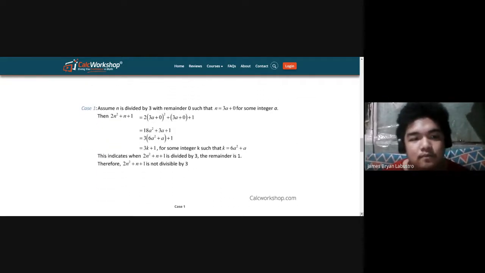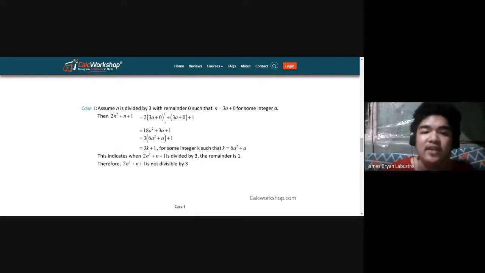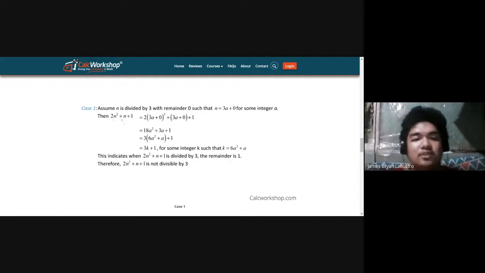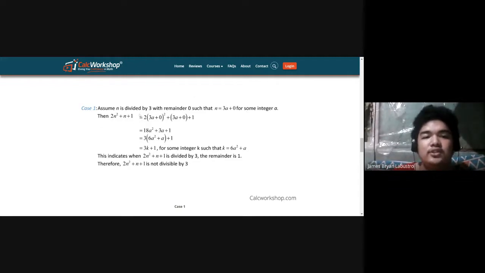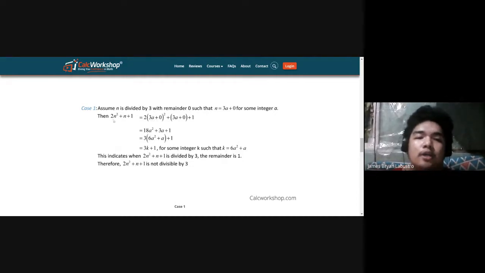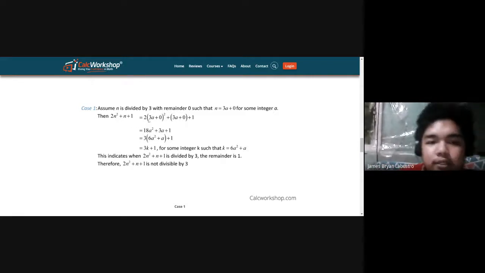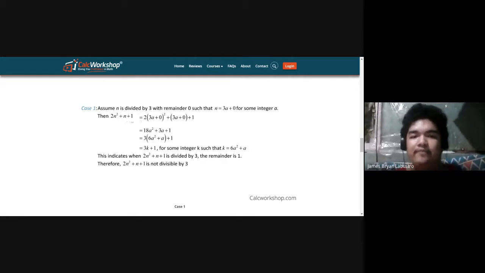So, for the first case, we assume n is divided by 3 with remainder 0 such that n is equal to 3a plus 0 for some integer a. Then we have 2n squared plus n plus 1. So we're going to substitute 3a plus 0, or 3a, to the equation 2n squared plus n plus 1. As such, this would be the remainder probably. Now, if we divide this by 3, we have 2 times (3a plus 0) squared plus 3a plus 0 plus 1.